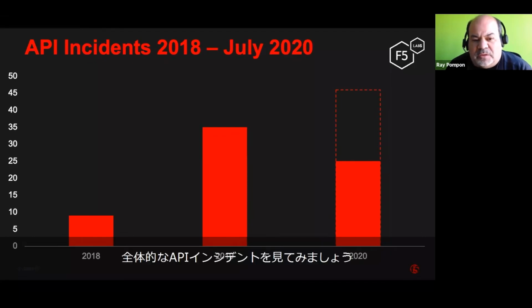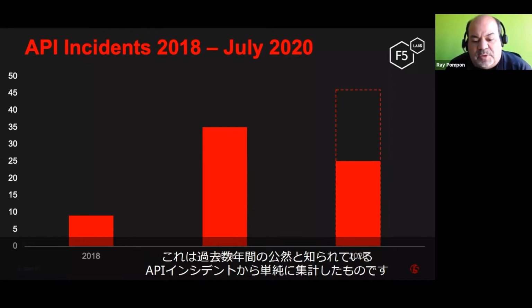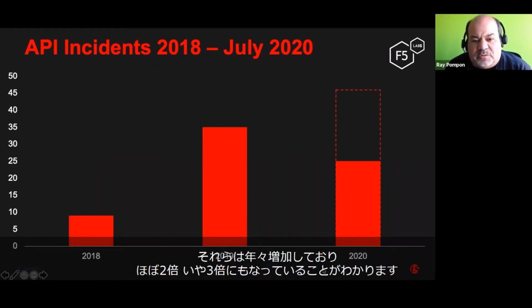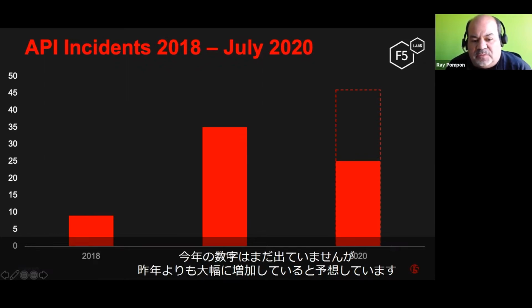Overall, looking at API incidents, and this is just a pull from publicly known API incidents over the past few years, you can see that they're increasing year by year, almost doubling or tripling. We haven't got the numbers yet for this year, but we are expecting them to be significantly higher than last year, as last year's were than the year before.